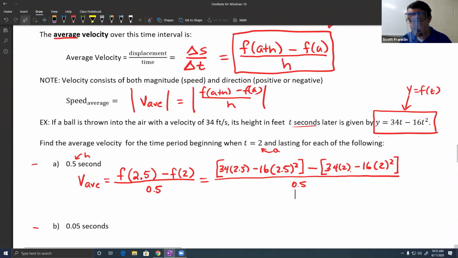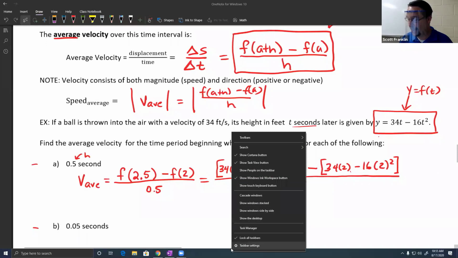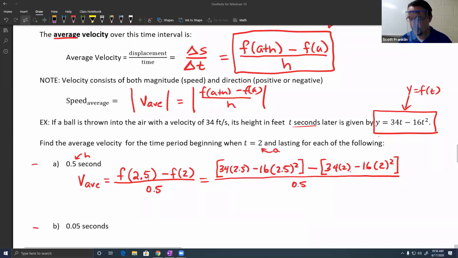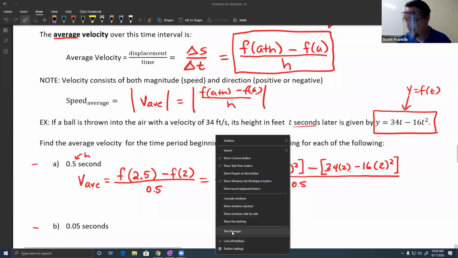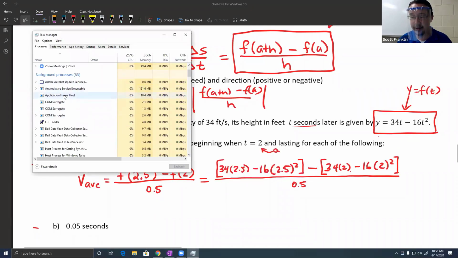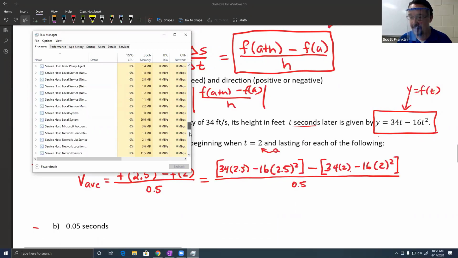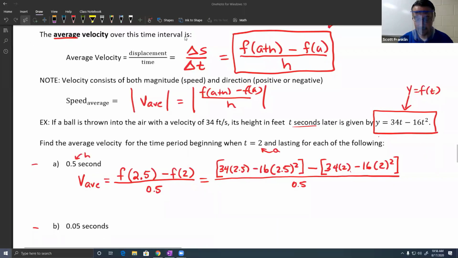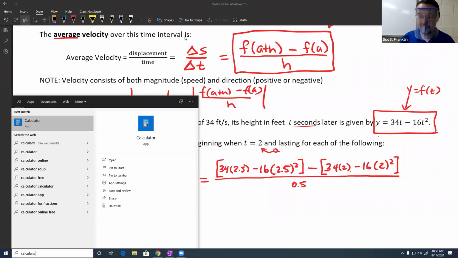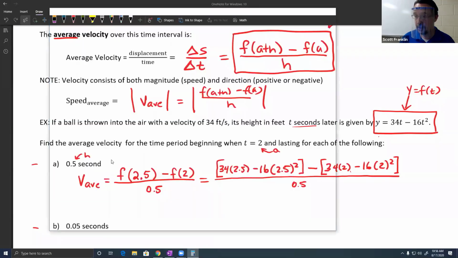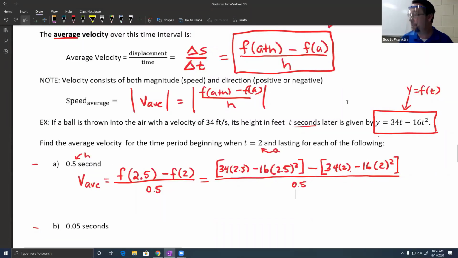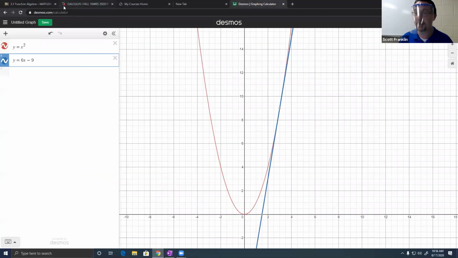0.5. Where'd it go? I want my calculator. It's not letting me run my calculator. Weird. Did I even bring a calculator? I did not. Calculator app. Open. And it closes. What the heck? I'm crashing my calculator. All right, I guess I'll have to do a browser calculator or something.